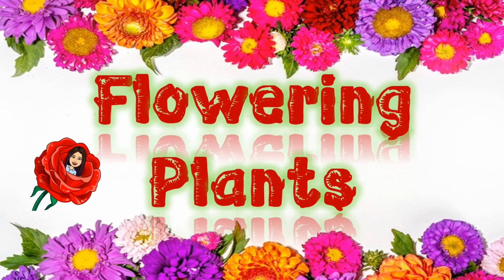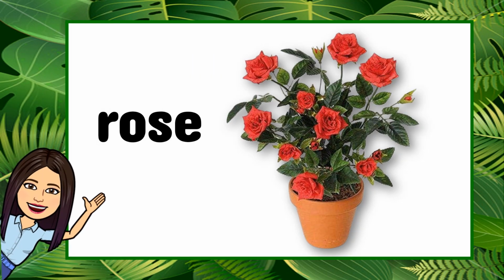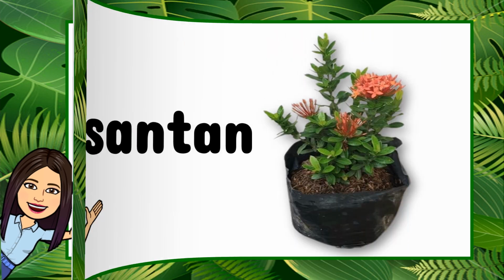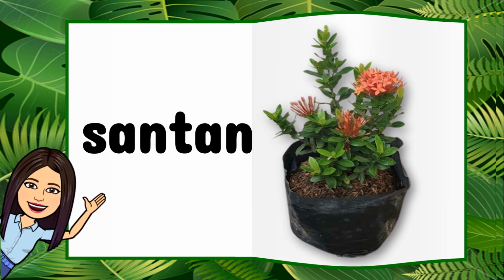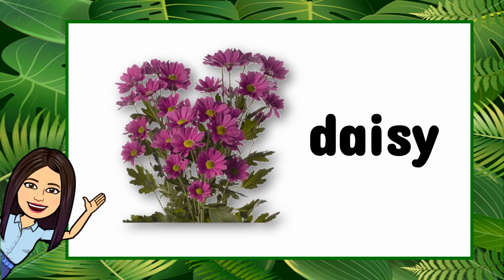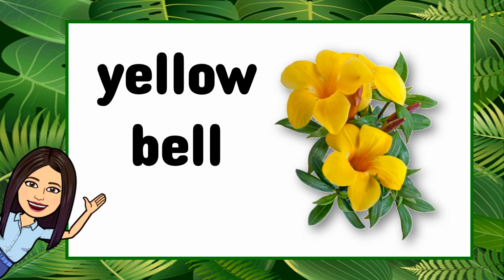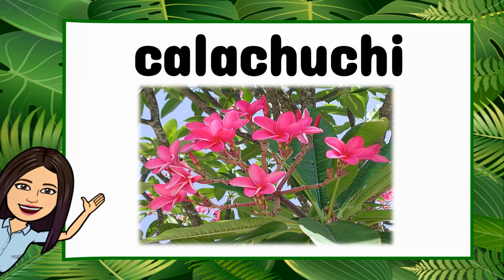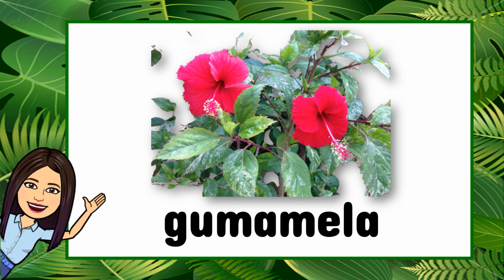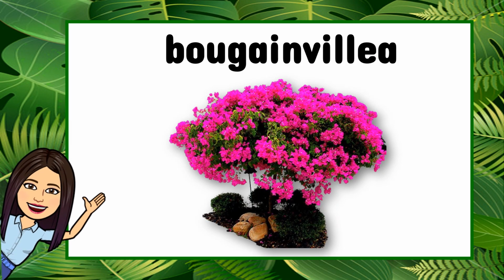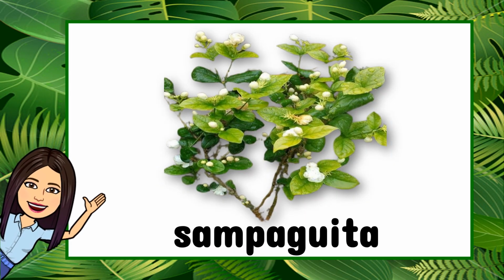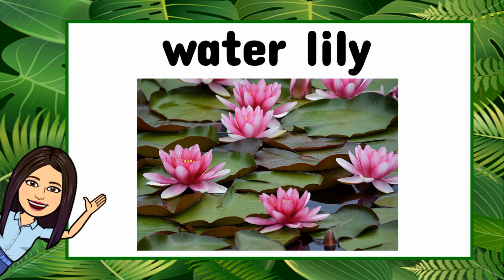These are flowering plants. Rose, sunflower, santan, orchid, daisy, yellow bell, calachuchi, gumamela, bougainvillea, sampaguita, water lily.